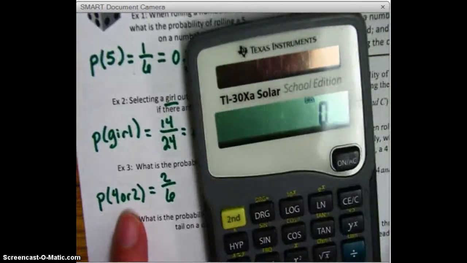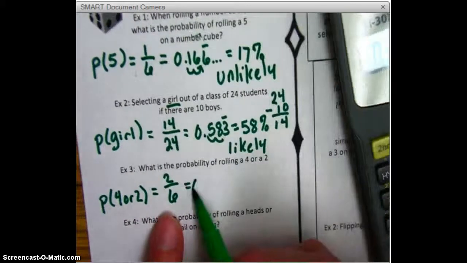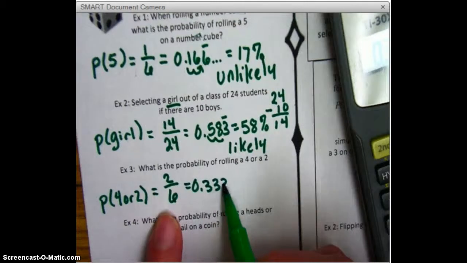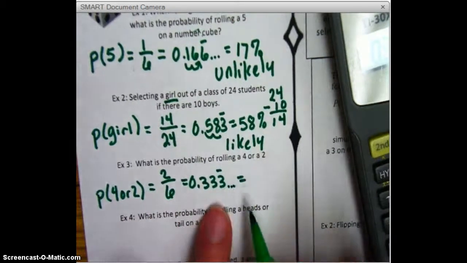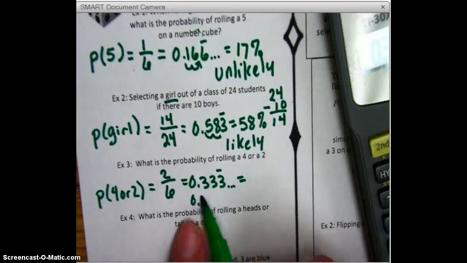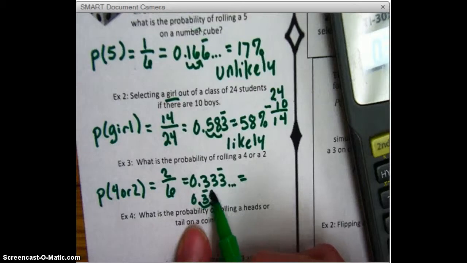So 2 divided by 6 in your calculator, to convert that to a decimal, is 0.3 repeating, 0.333. So that's a repeating number. We'll just go ahead and put the repeating there. Just make sure that you don't just put 0.3 here, and then when you move your decimal 2 places to the right, don't fill this in with a 0 here, because that would be wrong.